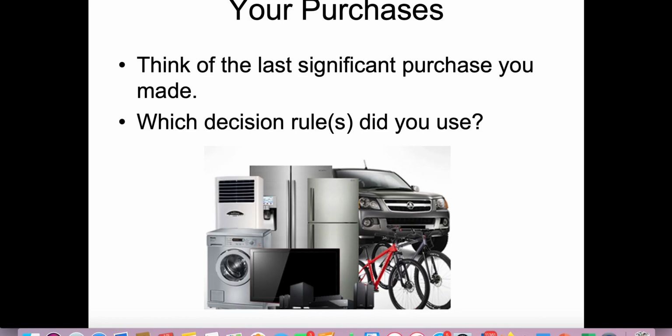You should now have a pretty good understanding of some of the heuristics people use when they evaluate alternatives in the purchase decision process.